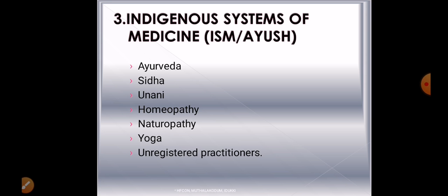And the next area where the health care is delivered to the public, that is the indigenous system of medicine. So in indigenous system of medicine, as we all know, the government is trying to bring back the Indian system of medicine, that is the traditional Indian system. That means the Ayush, that means the Ayurveda, Siddha, Unani, homeopathy, and even along with that, all the naturopathy treatments, yoga, and the unregistered practitioners.